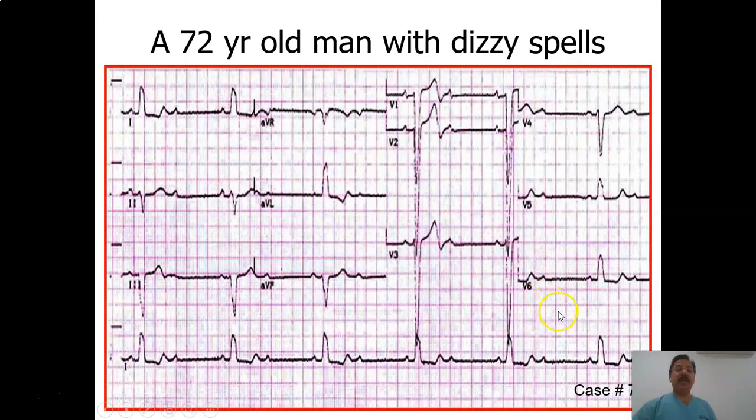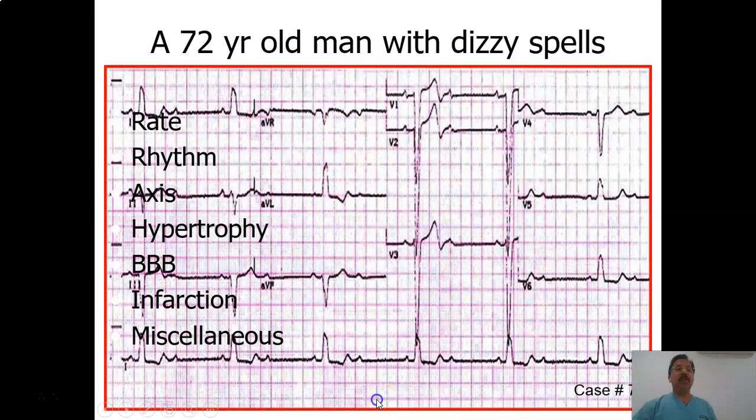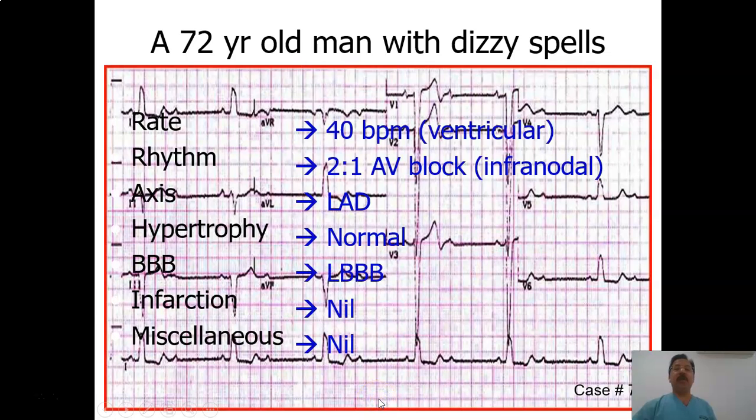Okay, anything else interesting in this ECG? This patient is old with dizzy spells because this patient has multiple blocks. So this ECG shows a rate of 40 beats per minute and 2:1 AV block, infranodal. There is left axis deviation, or left anterior hemiblock. Hypertrophy, this step we can omit. There is left bundle branch block, no infarction, and the patient is symptomatic. So this is symptomatic bradycardia.